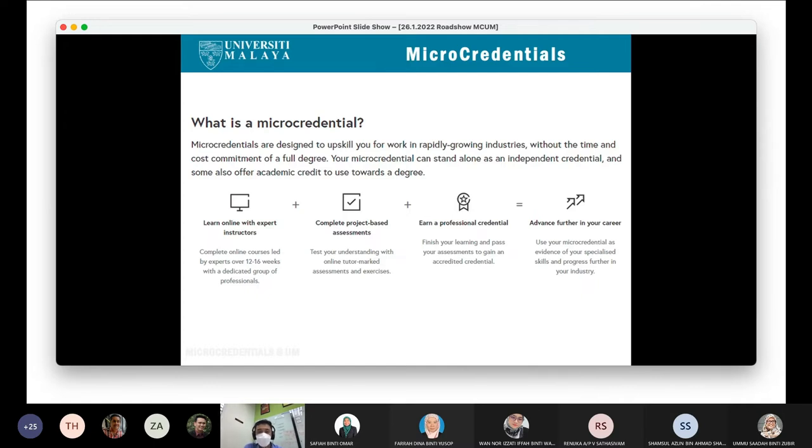And then, of course, because the learners are going to earn a credit from the university, there will be exams and also assessments that will need to be taken by the learners. After the learners have finished all the learning and passed all the assessments, they will get a guaranteed credit from the university.